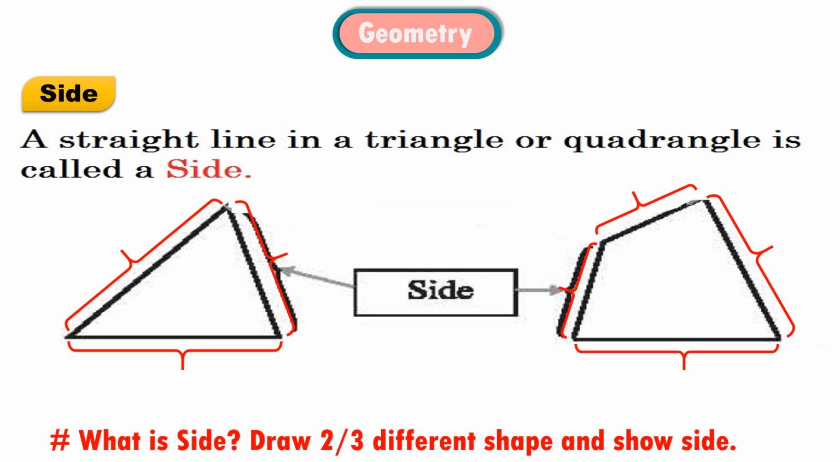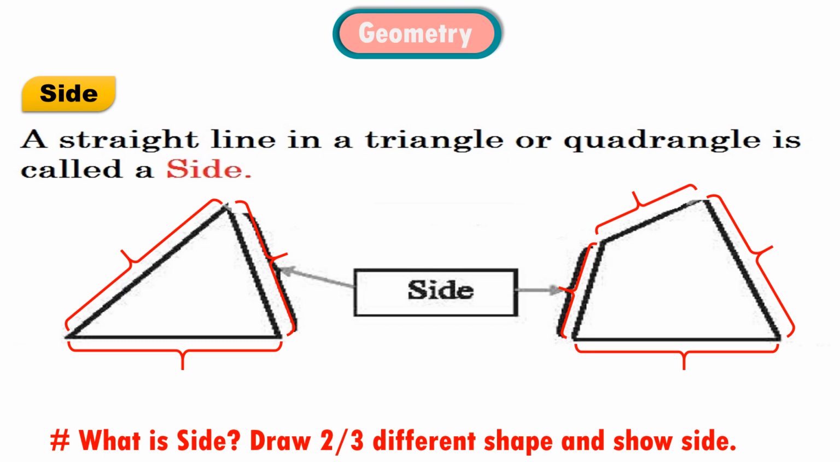So I hope you have understood about the side. Let me tell you again. The definition in detail: a straight line in a triangle or quadrangle is called a side. That means all the triangles or quadrangles or all kinds of shapes are made with straight lines. The individual part of that straight line is known as the side.